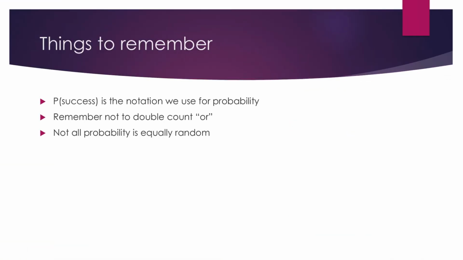So some things to remember. One of the biggest things, remember that P and then parentheses success is just a notation for how we write probability. Remember not to double count when you have an or. Remember that in the chart we had to subtract the 101 because we counted it twice. And then finally, remember that not all probability is random, and actually most of the time it's not. You have a percentage of something happening versus something not happening. Anyway, I hope that helps, and good luck.